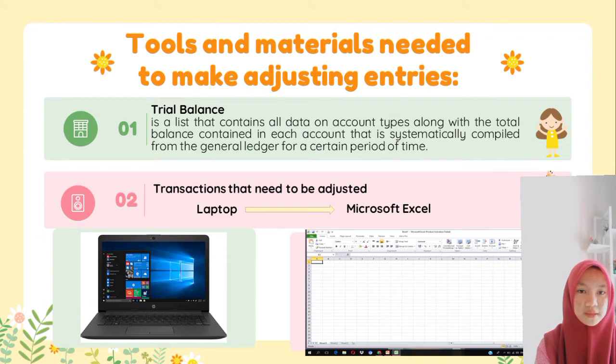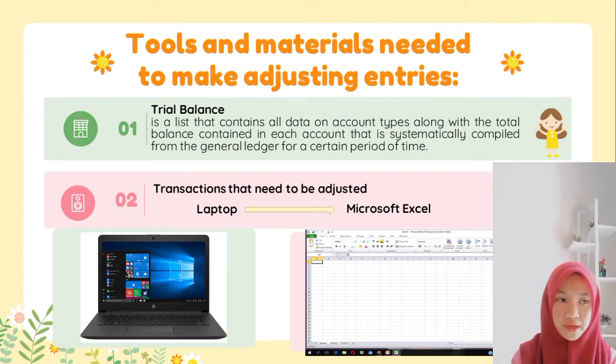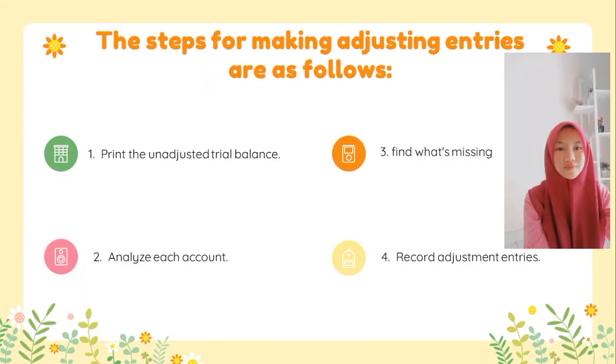Tools and materials needed to make adjusting entries. 1. Trial balance. A trial balance contains all the data on account types along with the total balance contained in each account, systematically compiled from the general ledger for a certain period of time. 2. Transactions that need to be adjusted. 3. Laptop and Microsoft Excel.